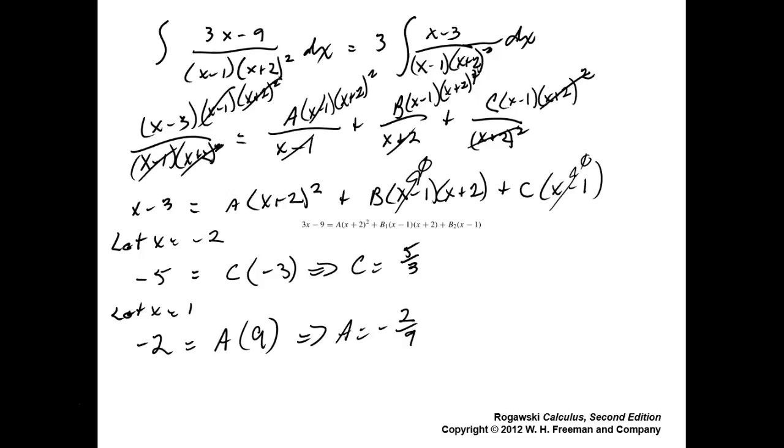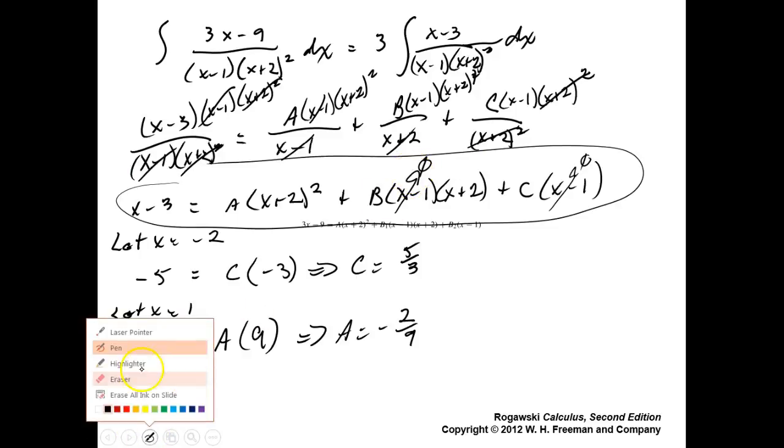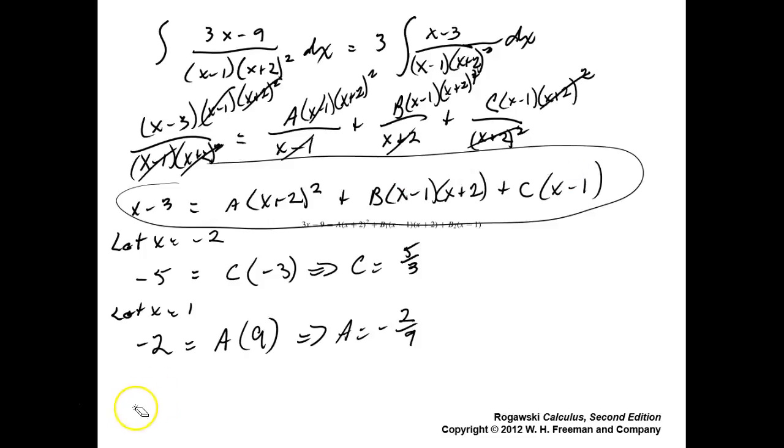So what do we do with this? Here we have to do a slightly different thing: go back to this line right here and carry it out in gory detail now. X minus 3 is equal to, we've got to multiply things out. Well, wait, let's not get too carried away here. Let's plug in what the A is, negative 2/9, times, and let's square that binomial.